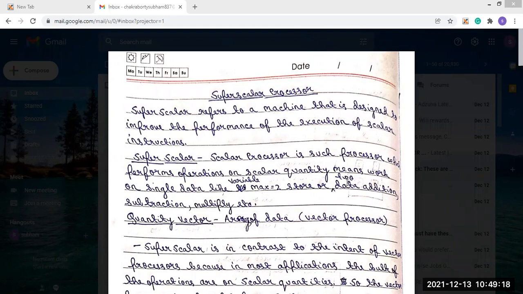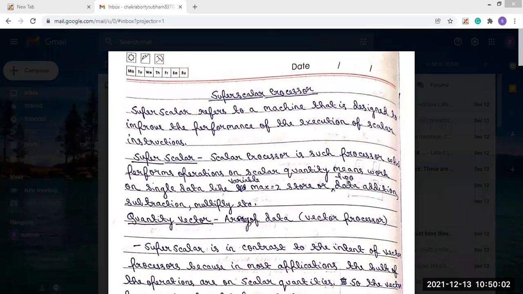If you remember, this large amount of data we require during long range weather forecasting, petroleum exploration, and medical diagnosis. In those cases a large amount of data is required, but we do not always require this large amount of data, because in most applications the bulk of the operations are on scalar quantities.